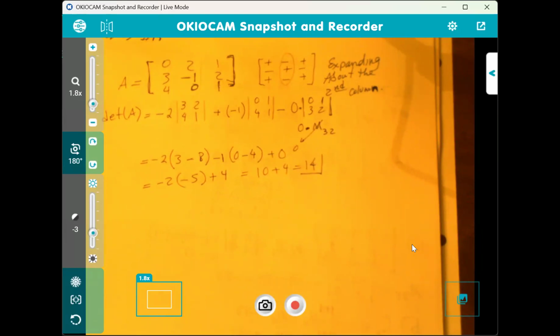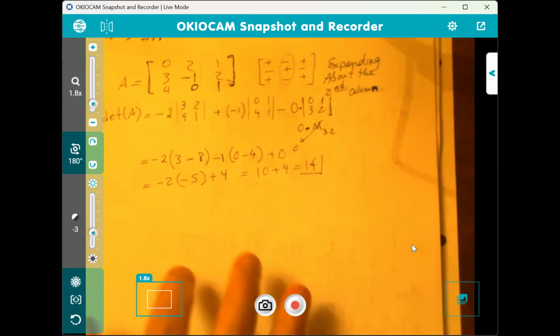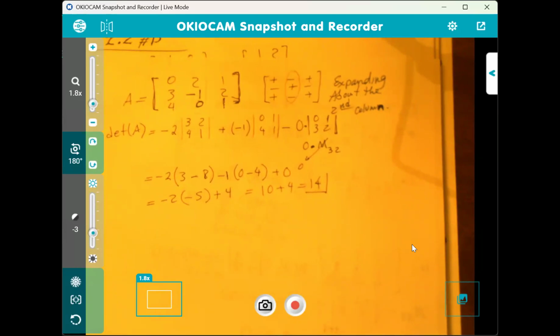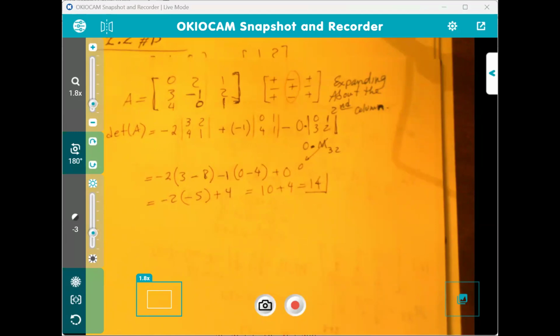Before I switch to the book, anyone has any question on how we're finding these minors or the cofactor? Anything about this? Professor, yes. I just have a question. Why are we expanding about the second column?